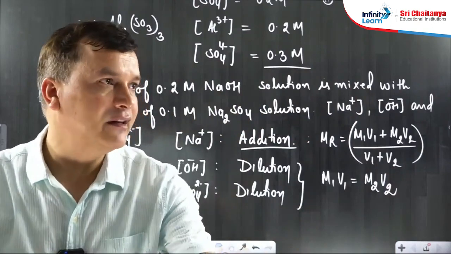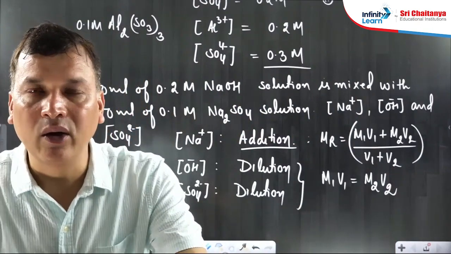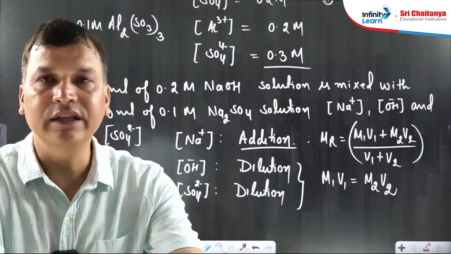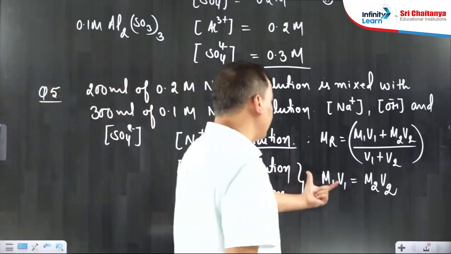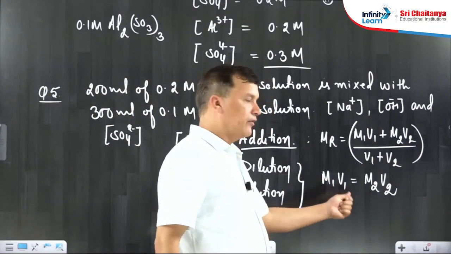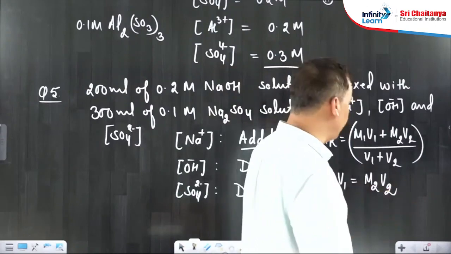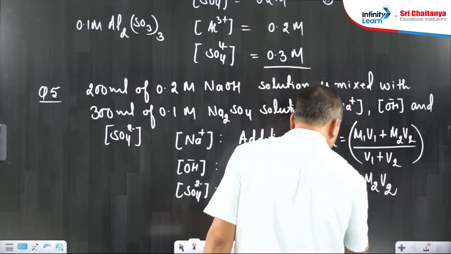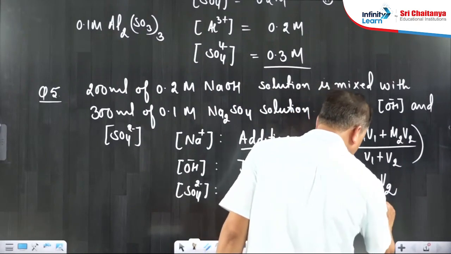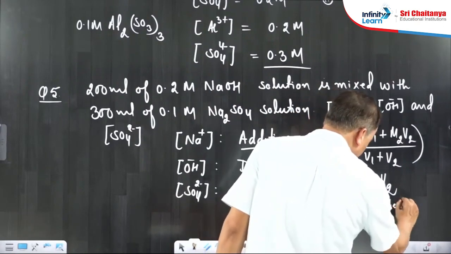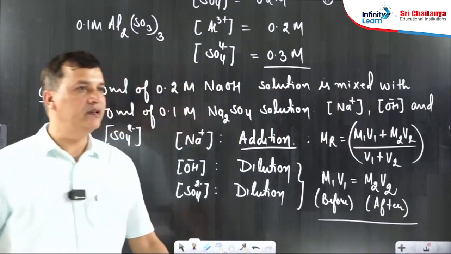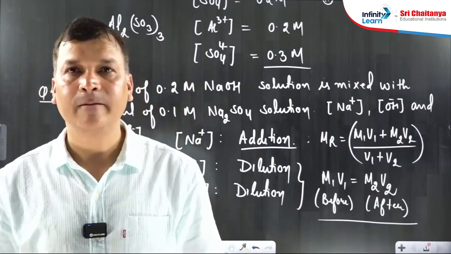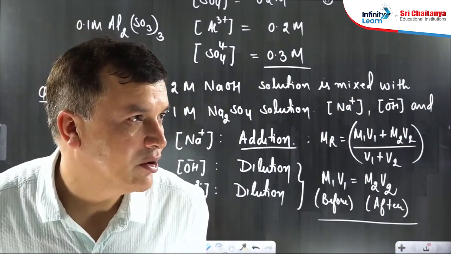Once again I am repeating this point. 1 and 2 are not solute and solvent. These are the molarity and volume before the dilution, and the molarity and volume after the dilution. So my dear student, please respond. Is it clear or not?